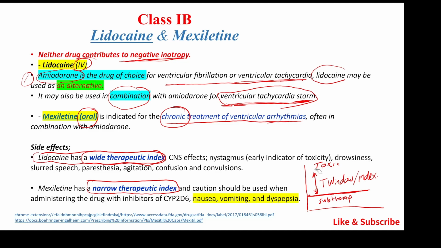So if you talk about mexiletine, for example, here, the therapeutic window will be smaller, like this one here. So any change in the plasma concentration will lead to the toxicity. So mexiletine is associated with the narrow therapeutic window, and at the same time, patient may suffer from nausea, vomiting, and dyspepsia.